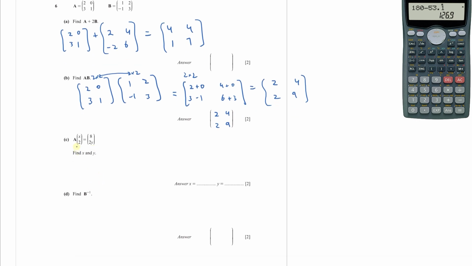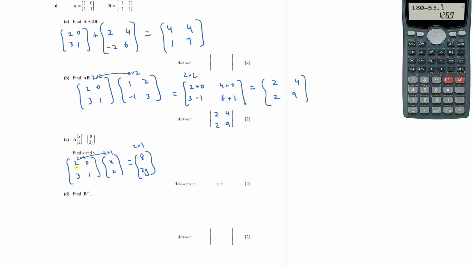Part C is A times this column vector equals to this. So let me substitute A here. So I will get 2, 3, 0, 1 times x, 2 equals to 8, 2y. So here you have two rows, 2 by 2 matrix, two rows, two columns. Here you have two rows and one column. So if you again cancel the column of the first and the rows of the second, they are equal. So you are left with a 2 by 1 matrix. So that is correct. You have two rows and one column in this answer.